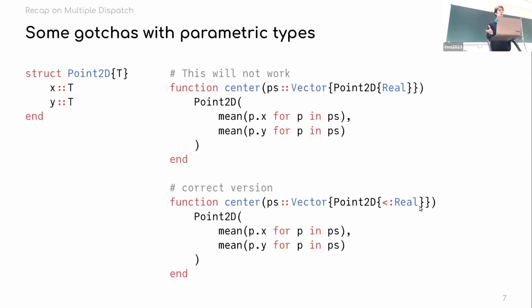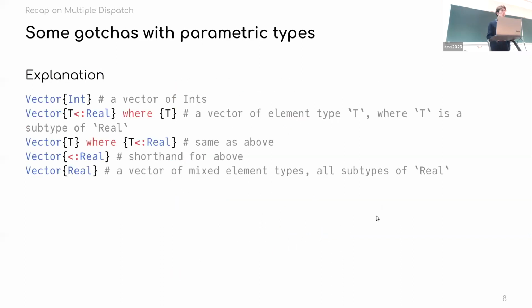So there's a distinction between this type, which means I have a point 2D and this T parameter is real, and point 2D where I have a subtype of real. So remember, you can only have a concrete type during runtime. So this one does not really make sense. If you wanted to say, give me the center of a vector of points such that they are a subtype of real, this should be what you use. With a bit more explanation here.